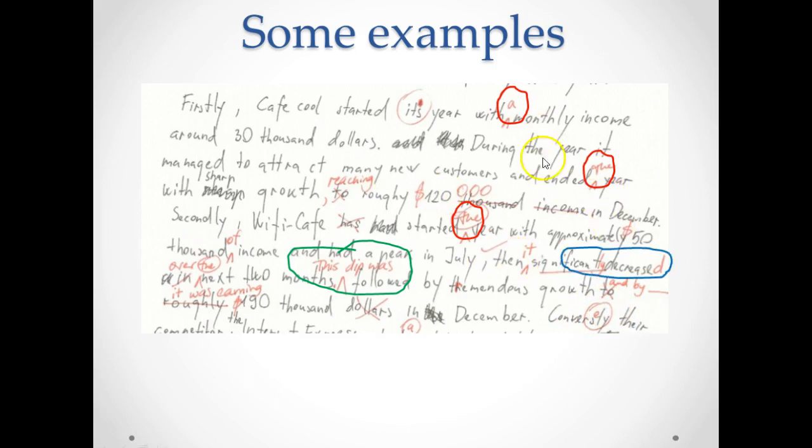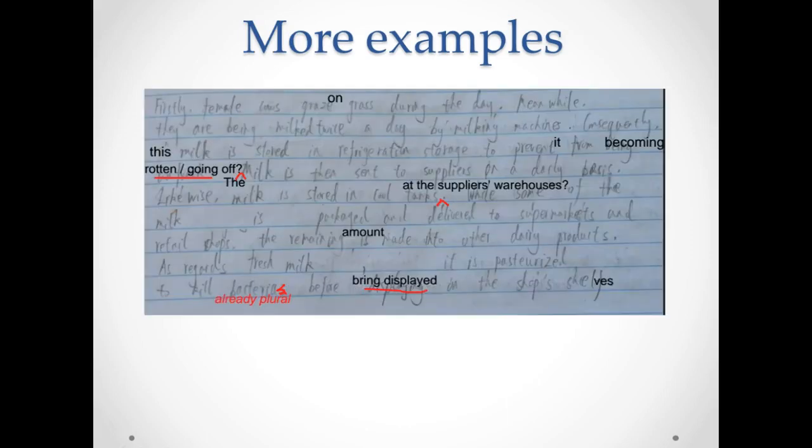What about this one? Then it significantly, the student forgot the ly, decreased, the student forgot the ed. This is word form. So the student would lose marks in grammar and lexical resource. And the last example, here we go.